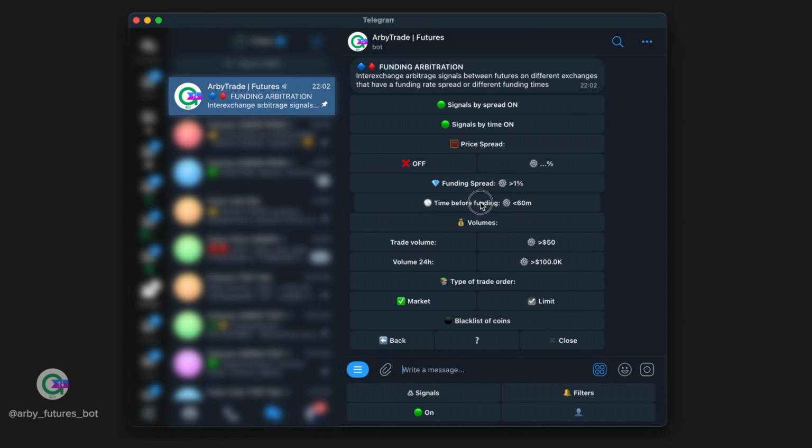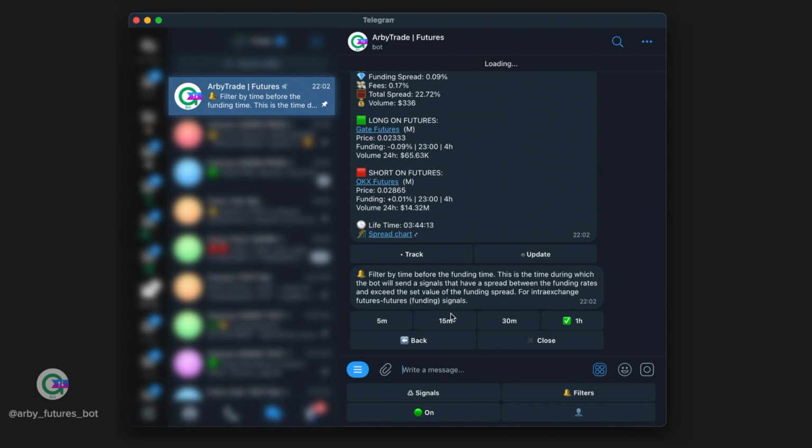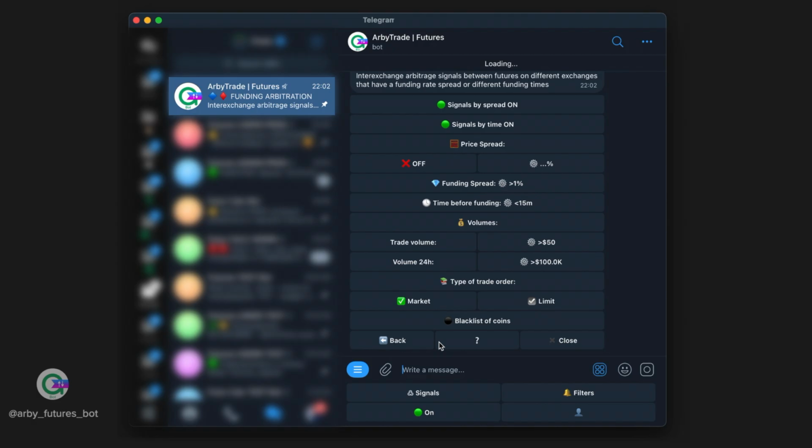Next, time before funding. This is the time before the funding payment when the bot will send a notification with the funding arbitrage signal. With this setting, the bot will send the pair 15 minutes before the funding payment on the exchange where the funding will be earned.